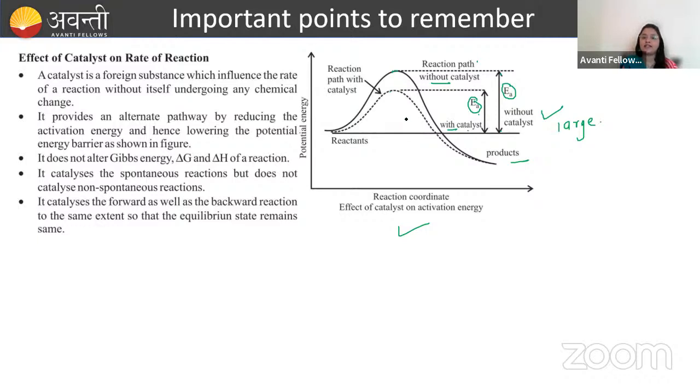Here, a catalyst is used, due to which the forward reaction becomes faster. As well as here, the backward reaction becomes faster. So when a catalyst is present, it catalyzes the forward as well as the backward reaction to the same extent.